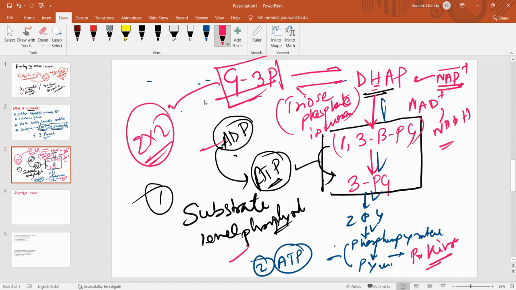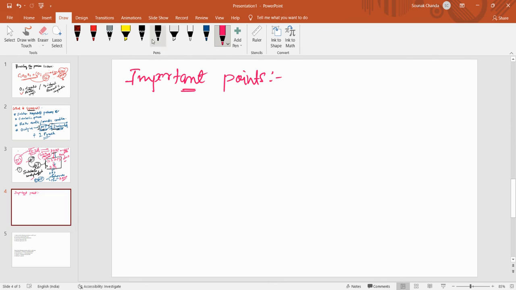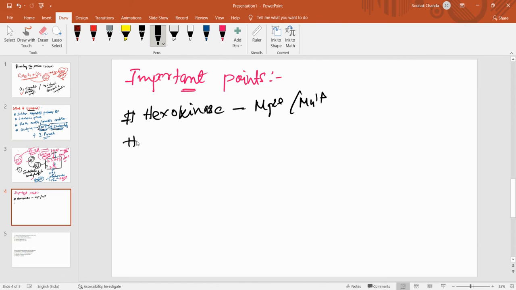But if we omit one pathway, then we get 2 molecules of ATP. So this is the main thing. Moving on to the next, the important points that I want to discuss with you from the exam point of view. The first is the enzyme hexokinase. You may note down, it uses Mg2+ and Mn2+ for its performance.